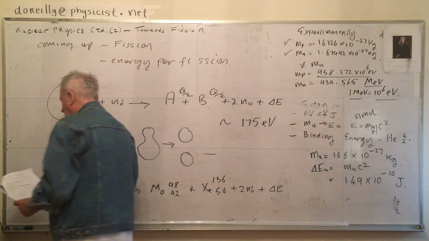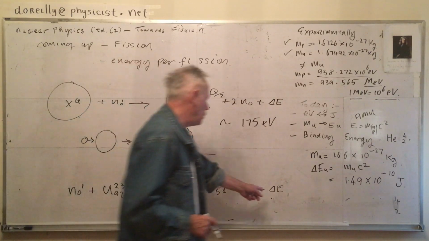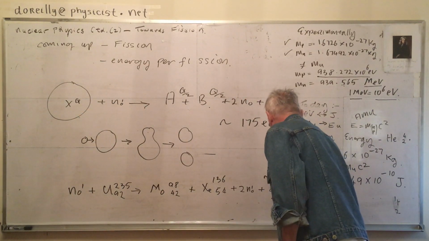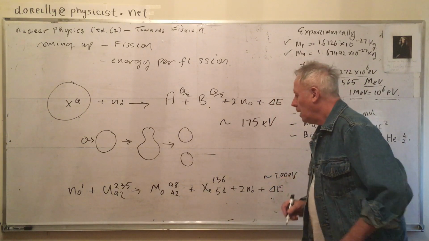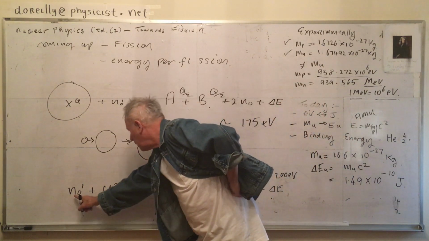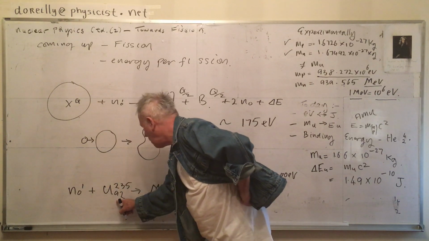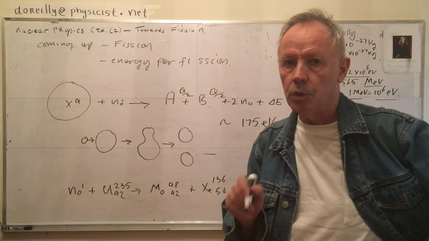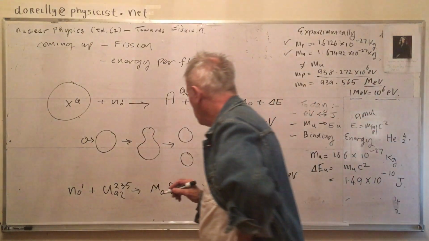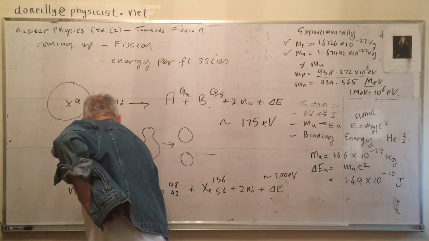And each fission will have an associated energy, the energy of fission, which is going to be of the order of 200 MeV for every fission. So in this case, the neutron comes in and bombards uranium-235, which is fissionable by slow neutrons. Now the normal uranium is uranium-238.